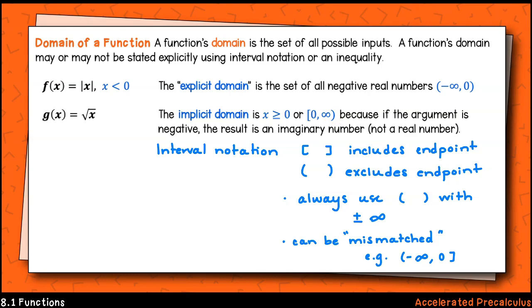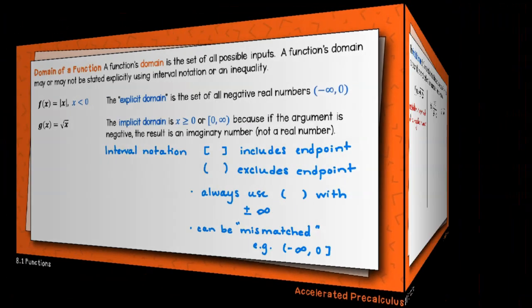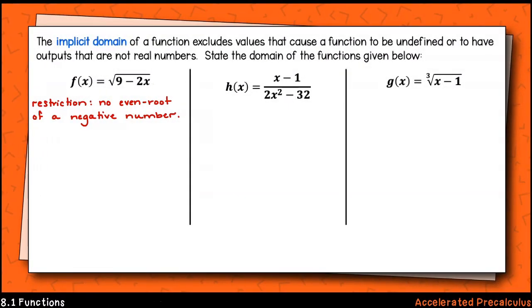We can join together multiple intervals using the union symbol. With interval notation, we are essentially shrinking the number line down to the points that are relevant for that function, so it should read from left to right, or from the lowest values to the highest values. Let's practice finding the implicit domain for a few different functions.